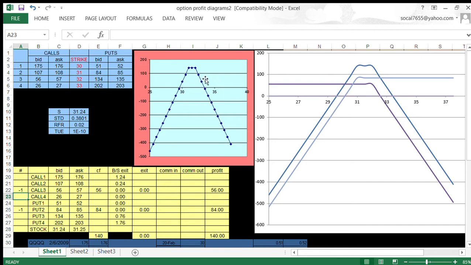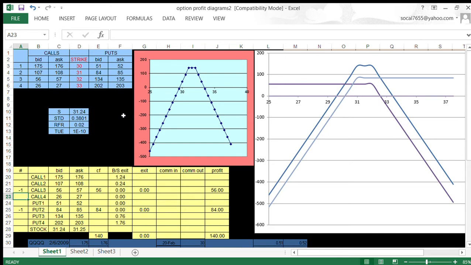And think through the same thing on the upside here for your own, to show yourself that you understand what's going on there too. So again, with a short strangle, there are two break-even points. Unlimited risk here, large but limited risk here. Okay.